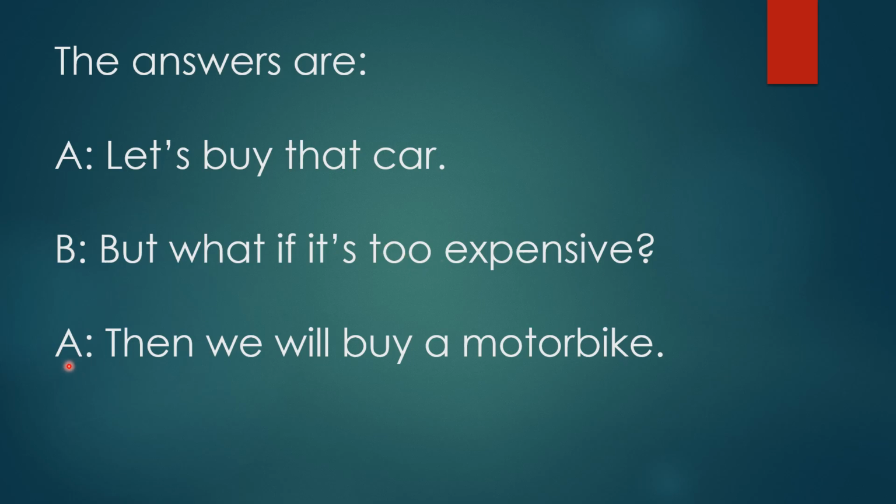A answers with another suggestion: then we will buy a motorbike. So we go and ask about its price. If it's not expensive, we will buy it. But if it is expensive, we will buy something else, cheaper, less expensive, which is a motorbike.